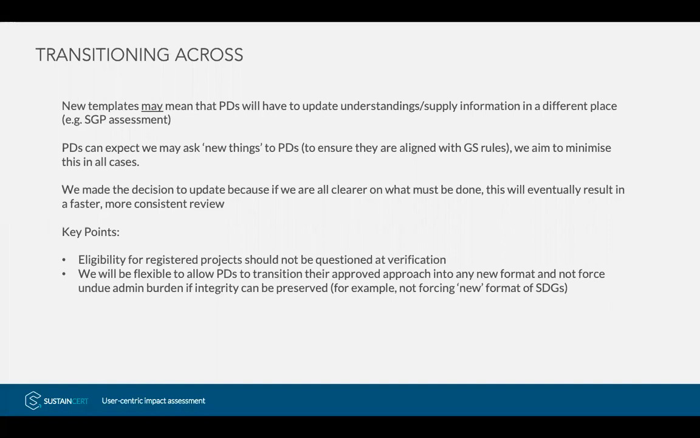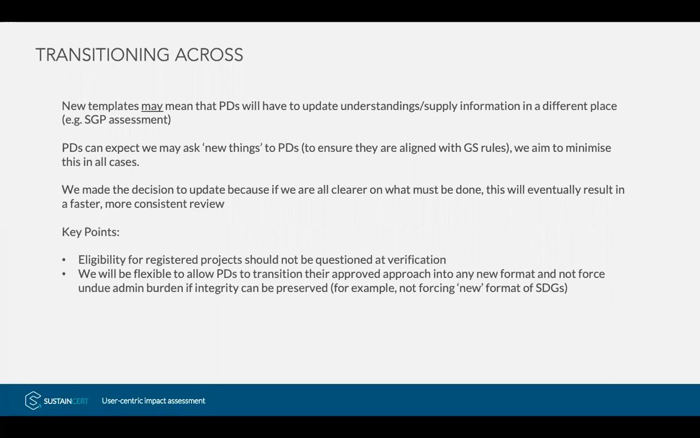And this point about consistency is something that we hear time and time again, and we're doing our best to resolve that by making, as a starting foundation, templates to force consistency, which in turn will help us internally and VVBs externally provide a more consistent assurance product.